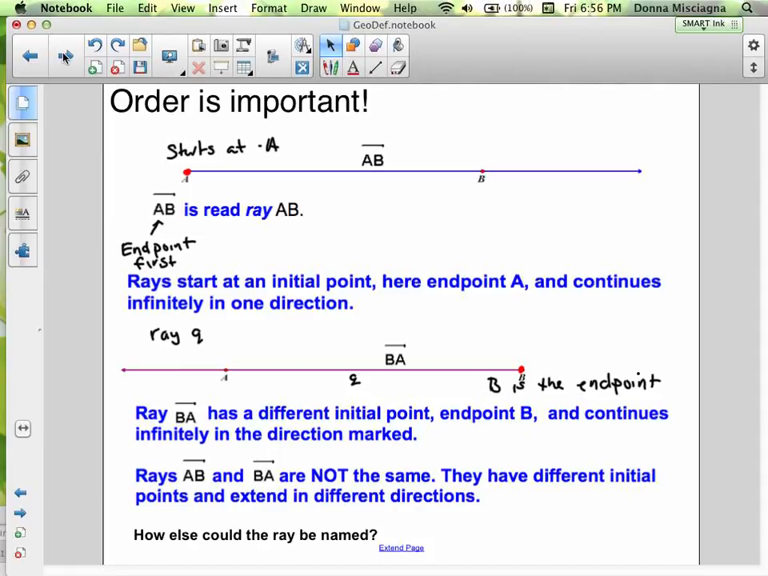So order is important when we name a ray. This is ray AB. The end point has to go first. Rays start at an initial point. In this case, it's endpoint A and continues indefinitely in one direction. If we have ray BA, that has a different initial point. That would start at B, not at A. And it would actually be going in the other direction, through A. Right? So ray AB and ray BA are not the same. They have different initial points. They extend in different directions. The second ray here, because it has a Q on it, could also be called ray Q. Right? But ray AB and ray BA, they're not interchangeable. They're not the same thing. You have to start at the end point, the starting point.